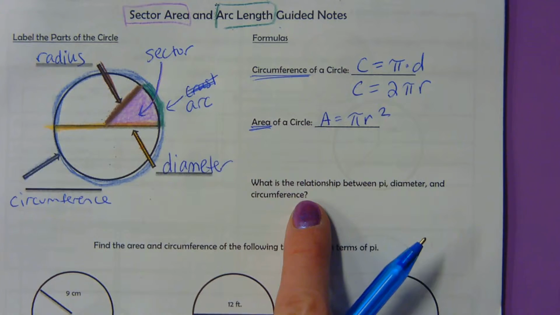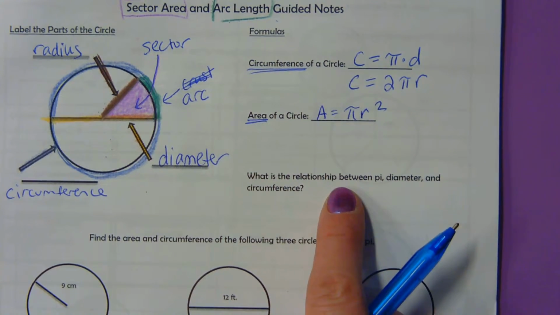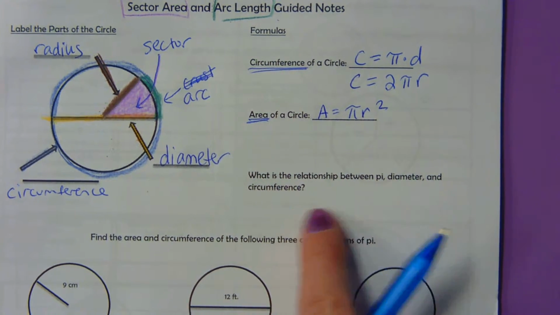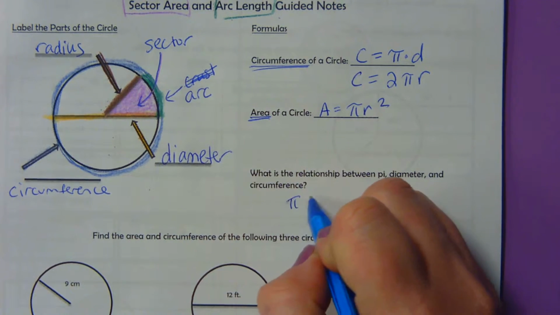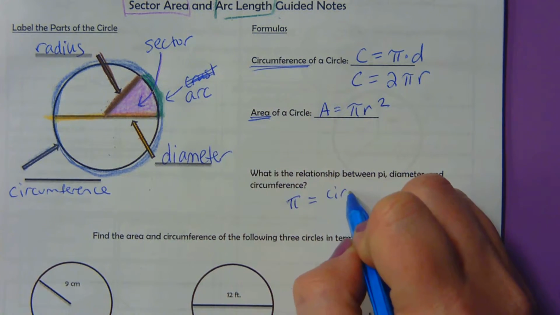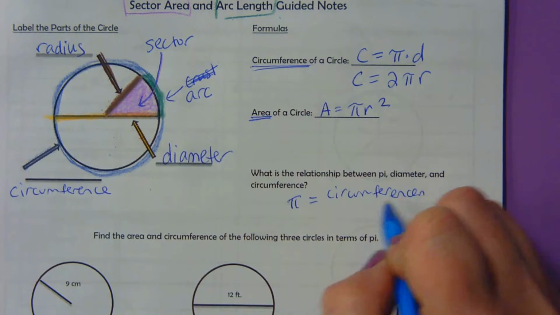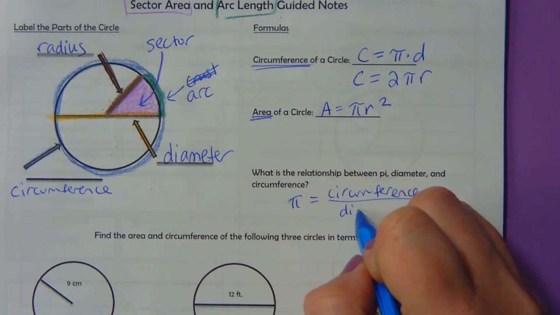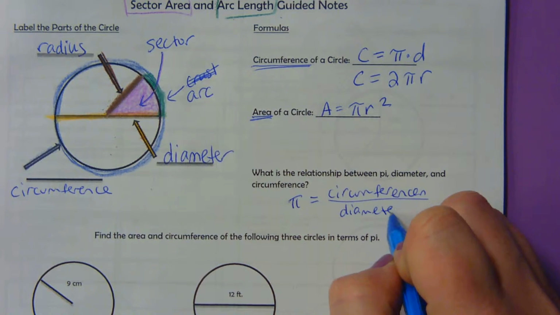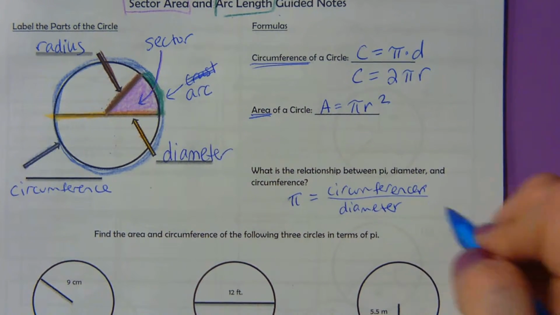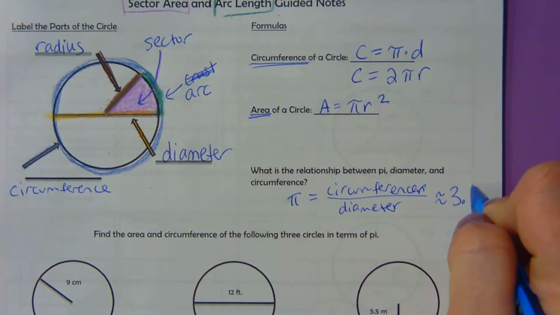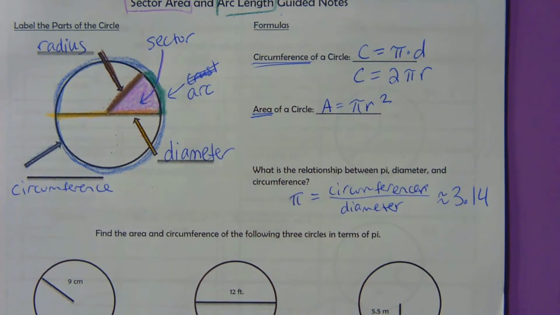So remember we talked about this with pi day, the relationship between pi, diameter, and the circumference. Pi equals your circumference divided by diameter. And we did this on pi day. That was really cool, actually. You guys did some good jobs on there. And that's about, when you calculate it, 3.14.